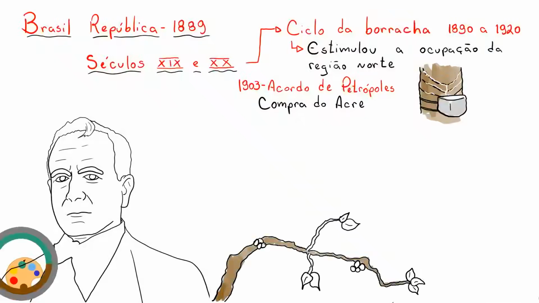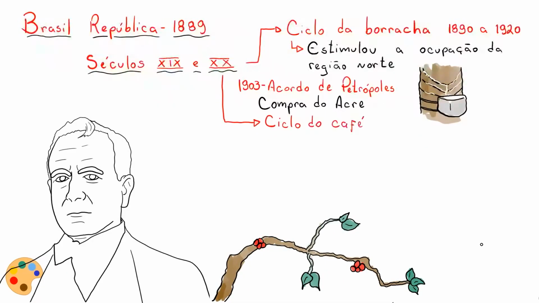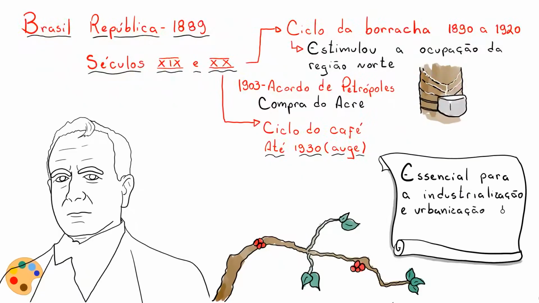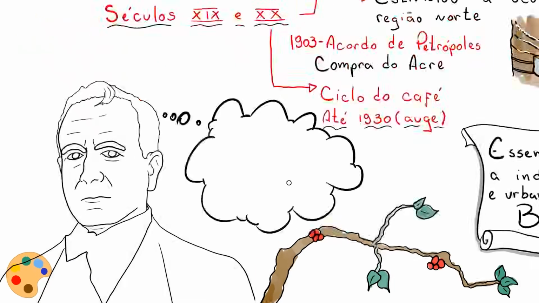Besides rubber, another significant activity there in the 19th and 20th centuries was coffee, whose production was mainly concentrated in the southeastern region of the country. Coffee-related activities were thus essential for Brazil's economic development and also for the development of its infrastructure. So much so that it was largely because of the wealth generated by coffee that Brazil was able to industrialize in the following period, after 1930.